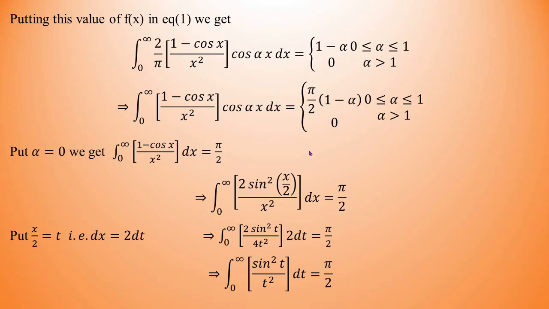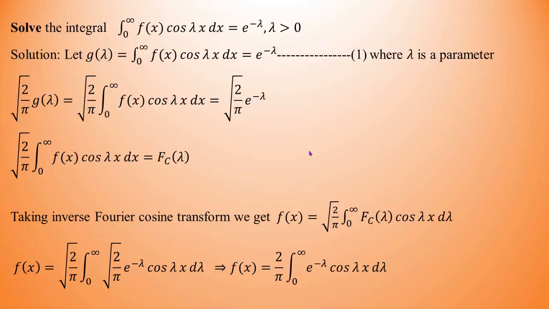So let's try to understand it in a better way with the help of a few more important examples. Solve the integral. Again this integral involves an unknown function, so our aim is to obtain this f of x. So let's denote this by g of lambda. Obviously the variable of integration is x, so lambda will be a parameter. So this will be a function of lambda.